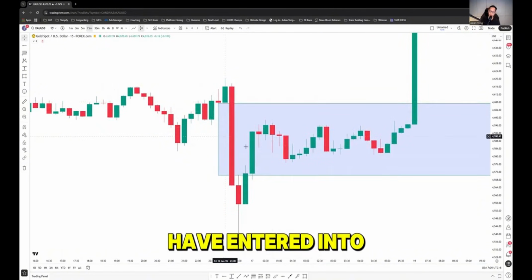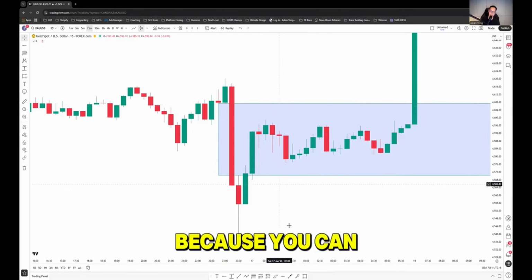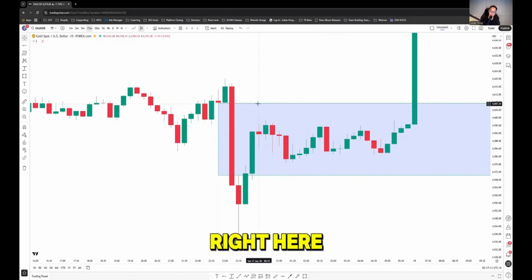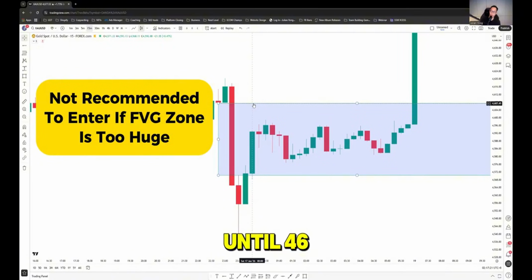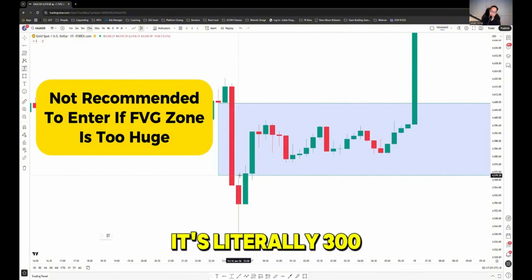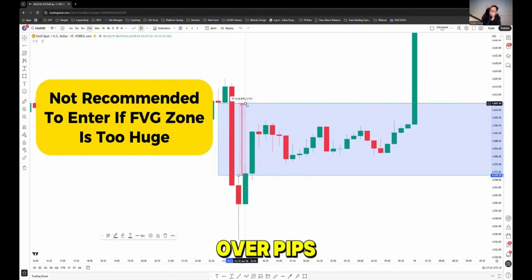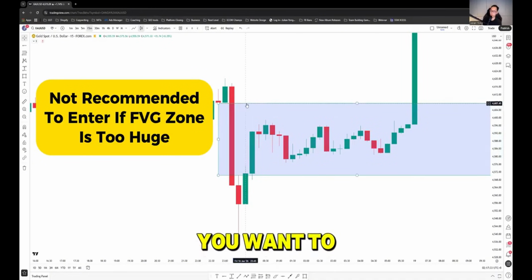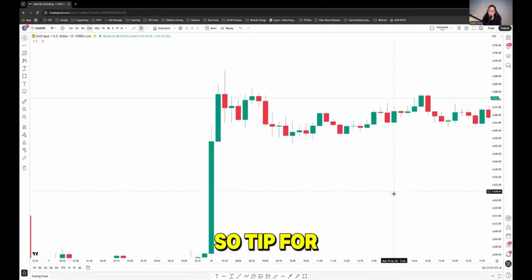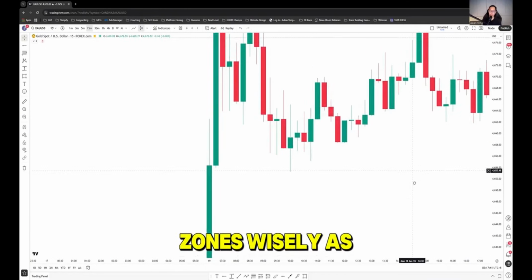Now, I wouldn't have entered into this position as well because you can see the zone right here, which is the entire fair value gap, would be too big. It's from 4570 all the way until 4607. It's literally 300 over pips. So why would you want to enter such a massive zone? So tip for you, choose your zones wisely as well.